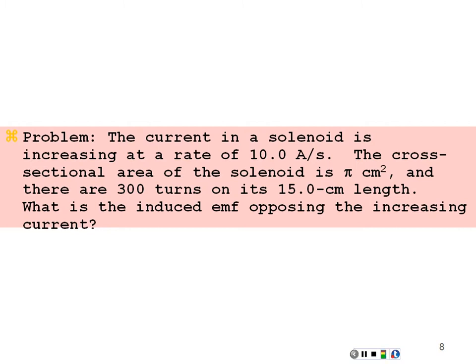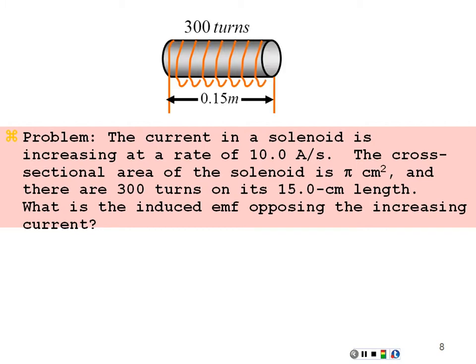Let's calculate the inductance of the solenoid first. We're told it has 300 turns. It has a length of 15 centimeters, which would be 0.15 meters. And the cross-sectional area is pi square centimeters, so that'll be pi times 10 to the minus 4 square meters. So we have all the parameters we need.